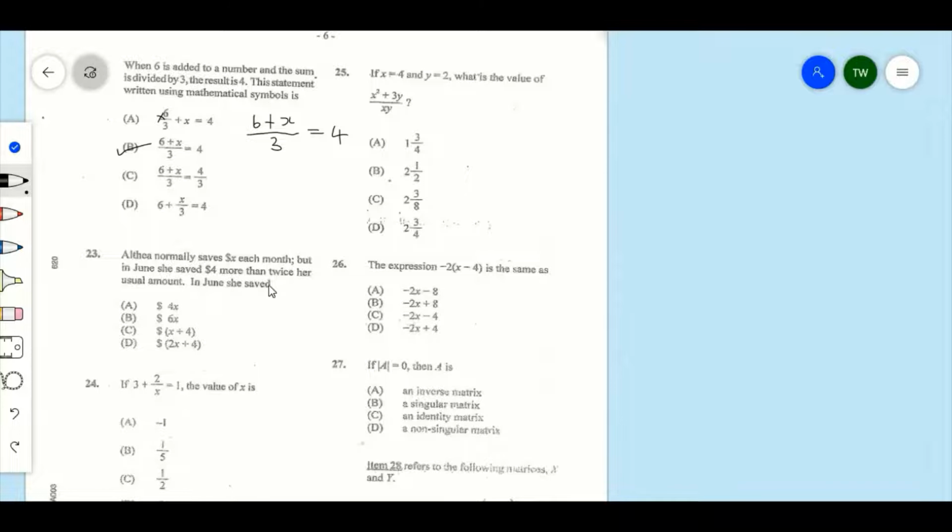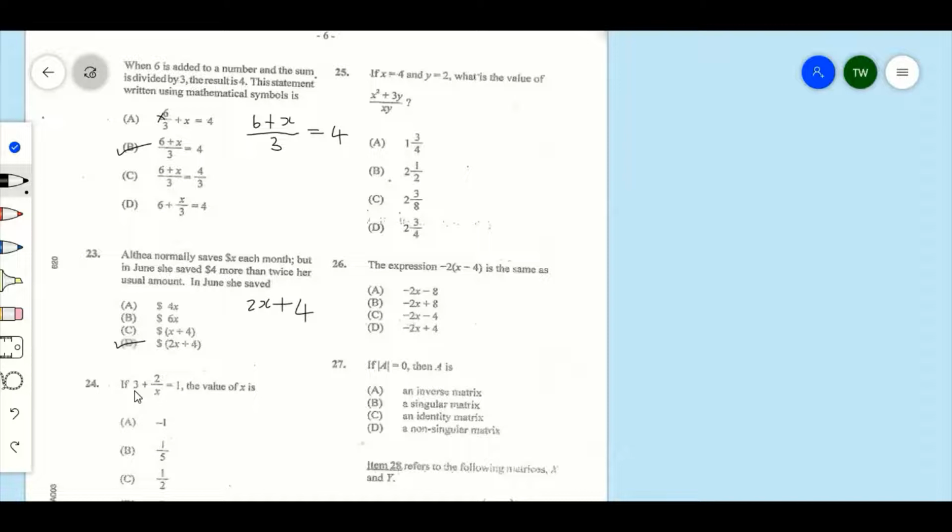In June she saved twice her usual amount, which is 2 times X plus 4 more. So it's going to be plus 4 here, right? And the answer that represents this would be D. So D would be our answer for 23.